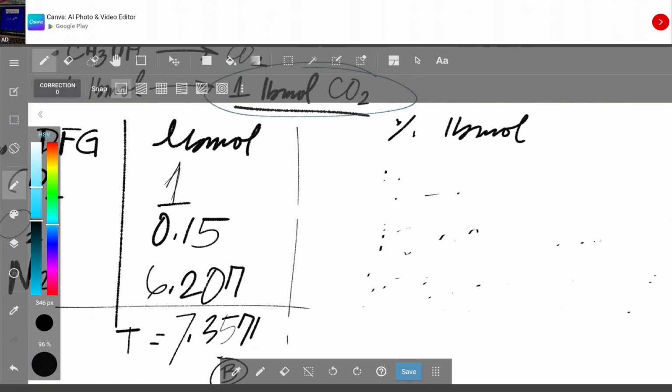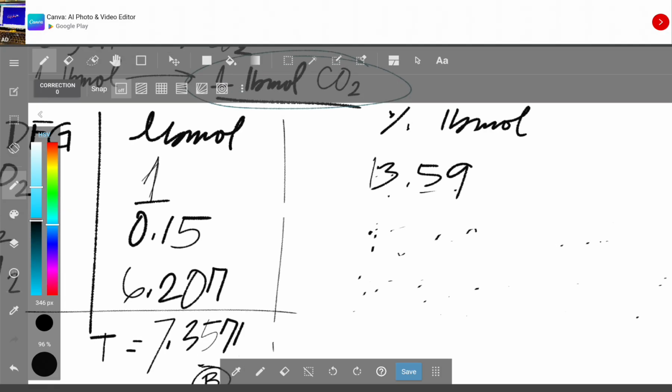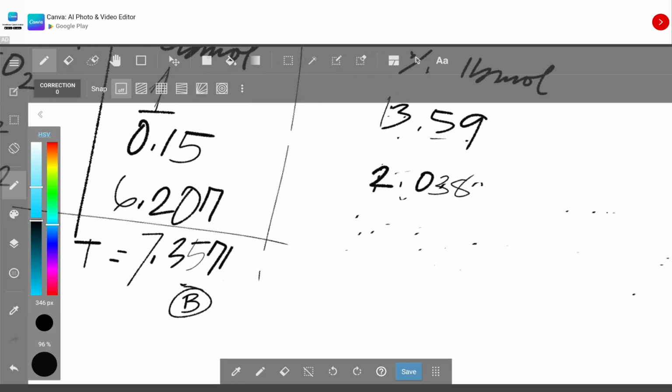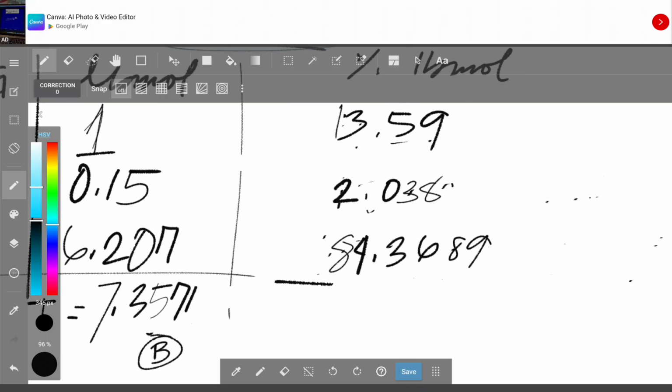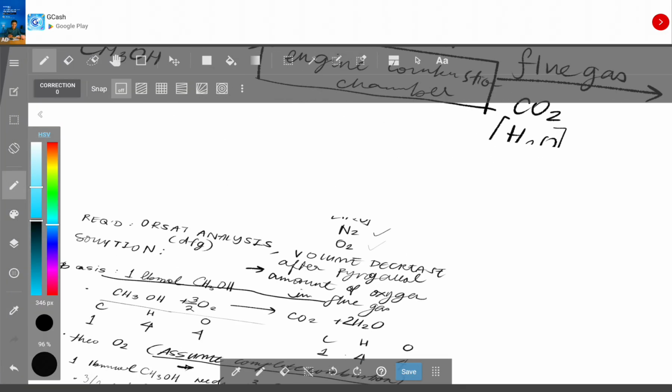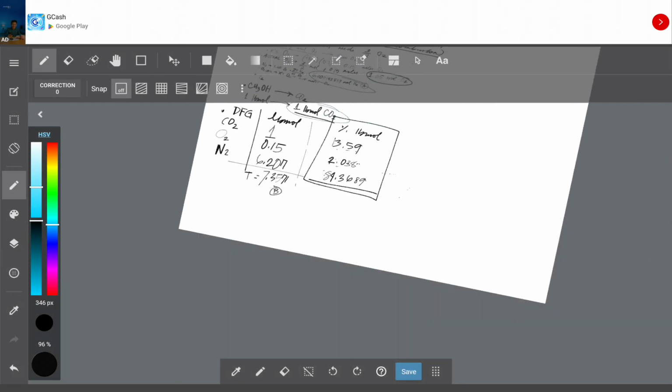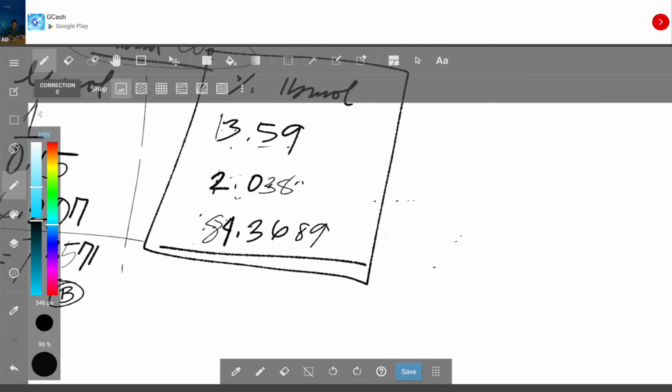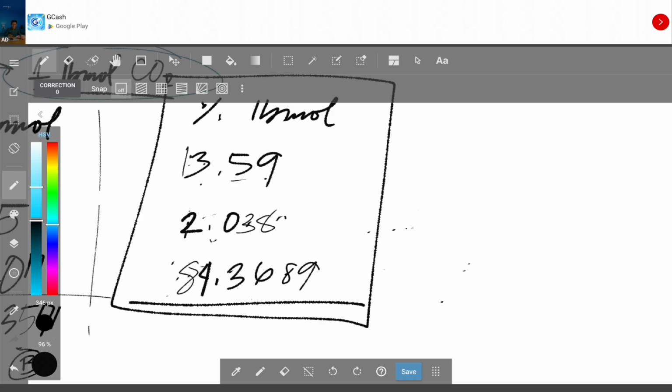Now we compute for the percentages. So here we have 13.59%, 0.15 divided by the total times 100, we have 2.038, then 6.2071 divided by the total times 100, that's 84.3689. The required is the volume decrease after the gas passes through pyrogallol. So it's just asking us for a percentage of O2 in the gas.